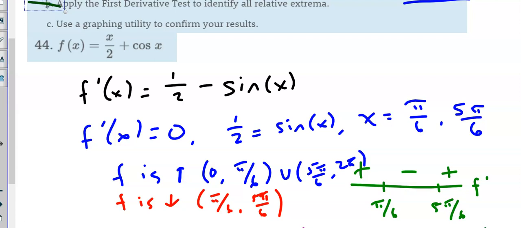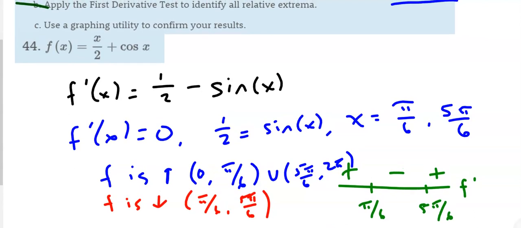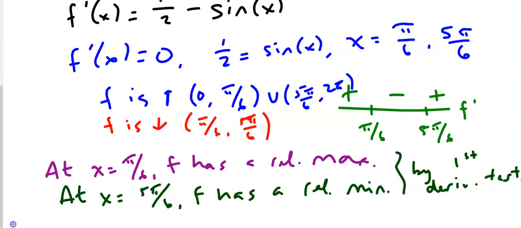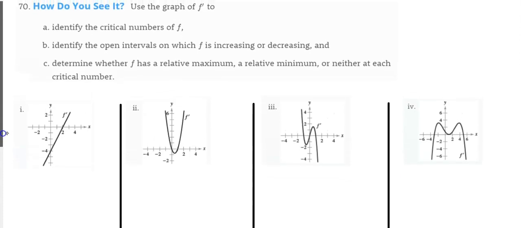Next one. But first I need to adjust my graphing window, because this is all crooked now. Okay, here we go. There we go. That feels slightly better. Let's do the next one. Okay, identify critical numbers. Okay, we got this. This is for number 70. Oh, but this is the graph of f prime.